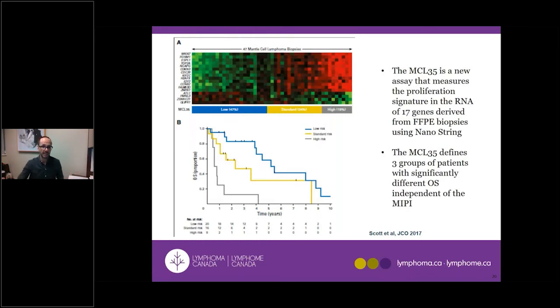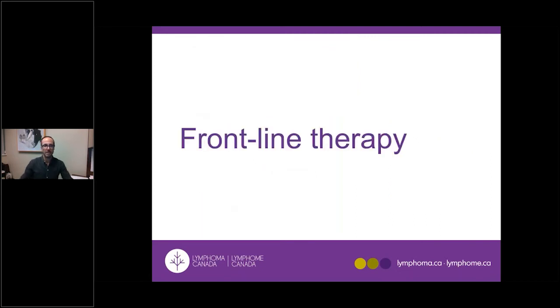And it turns out that this MCL35 assay, where you're looking at the expression of these genes, is also able to separate out your patients into 3 categories of risk, independent of the MIPI, and basically just using biology to help figure this out. Now, whether you should tailor your therapy according to these findings is something that remains largely unknown and largely a research question, but I think this is where the field is moving. So I think that hopefully should give you a good sense of the basic biology of mantle cell lymphoma. But I think it's time to move on to treatment.